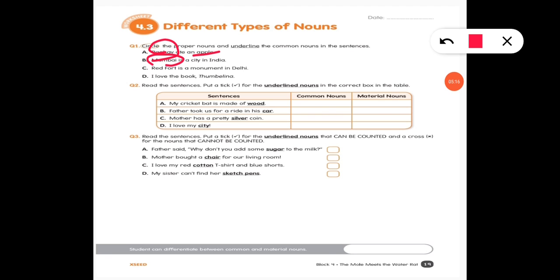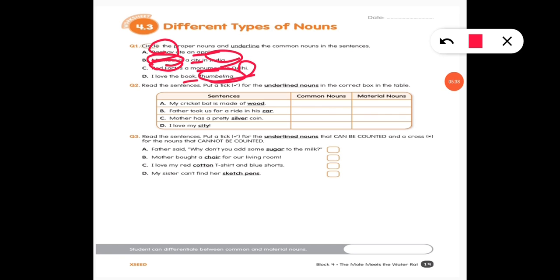Here Mumbai and India are proper and city is common. Next one, Red Fort is a monument in Delhi. Delhi and Red Fort are proper and monument is common. I love the book Thumbelina. Thumbelina is proper and book is common. I hope question 1 is clear to you.